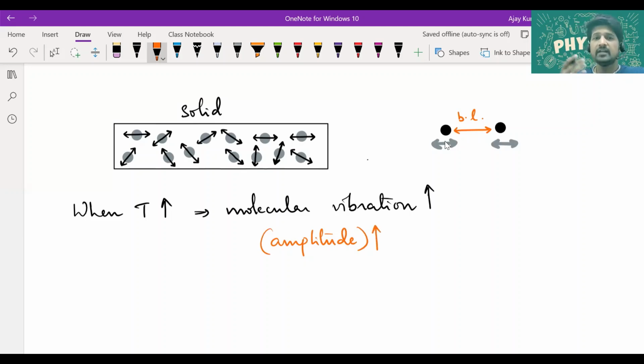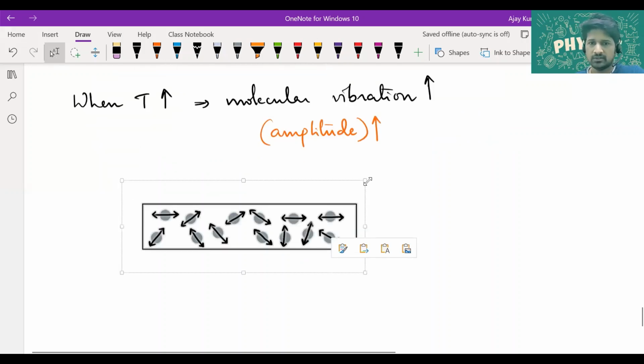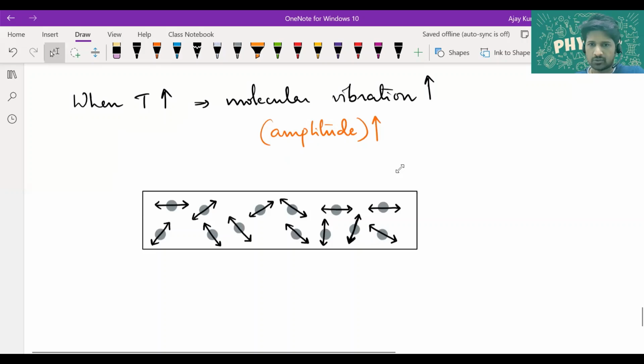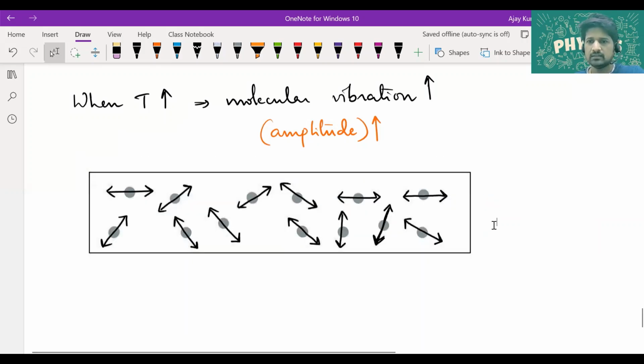So molecules will need more space between themselves. What happens is all the molecules start moving away from each other. The molecule size does not change, but the space around the molecule changes. They will all need more space like this. This is what is basically thermal expansion.